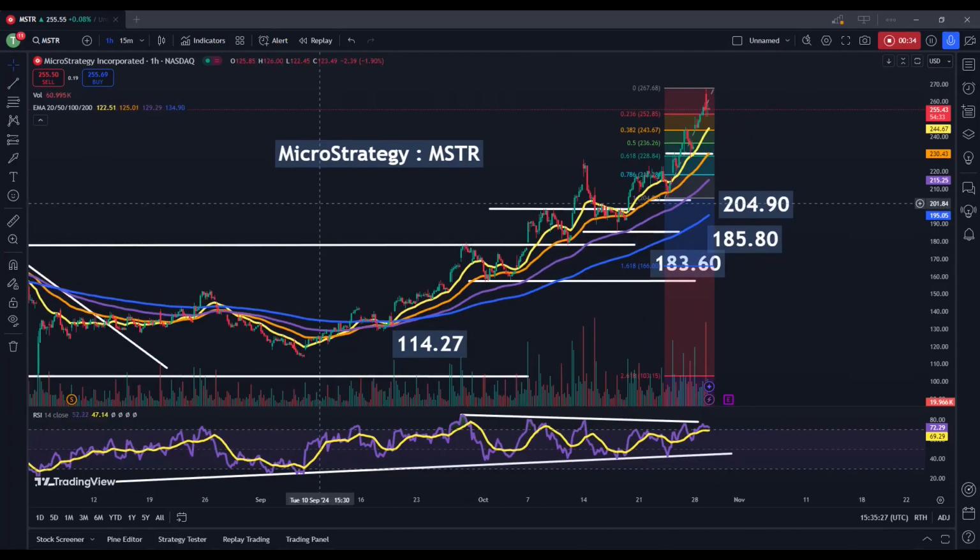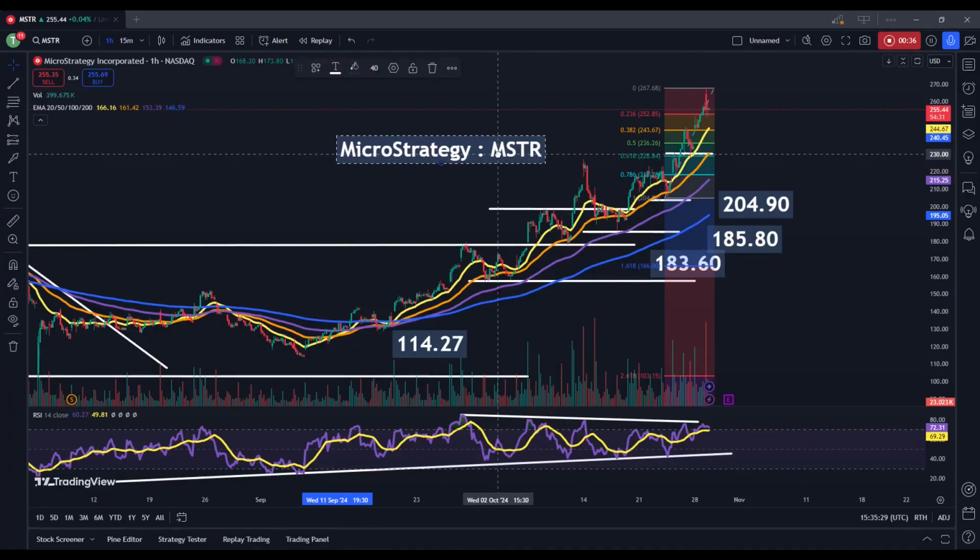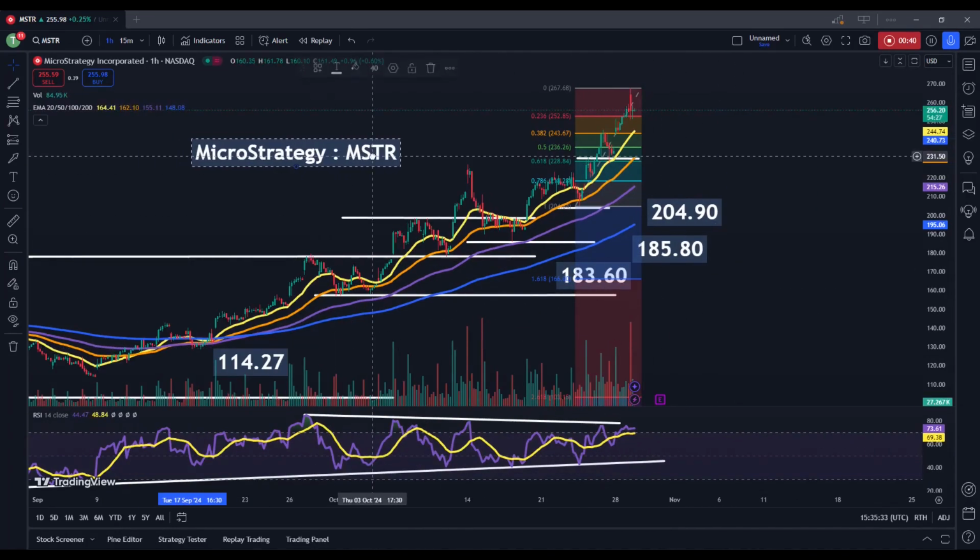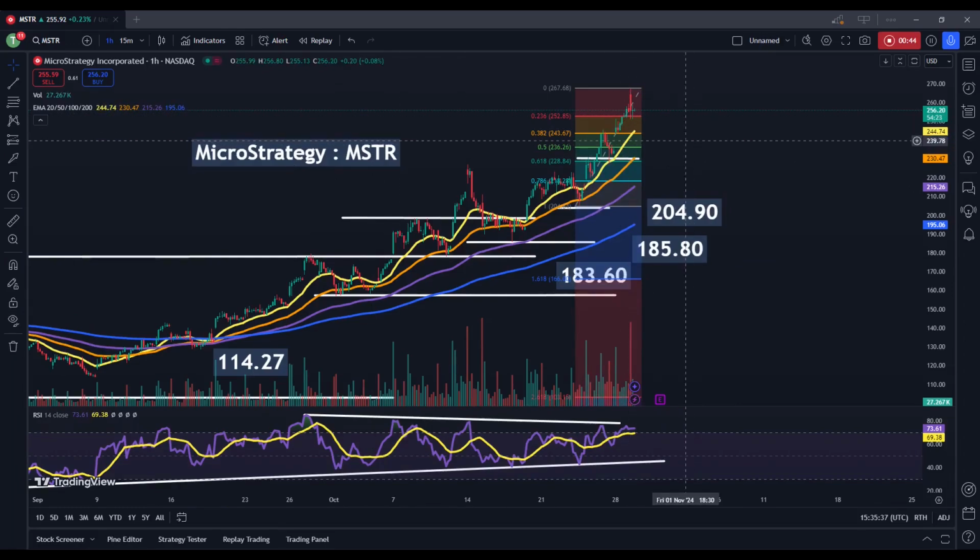So what we're looking at here is the 1 hour price chart. That means that each candle on this time frame represents a 1 hour trading period. And as we can see, the stock has continued to post new highs here. We do have to revise these levels a bit. We are currently looking at a price high that comes in at 267.89.